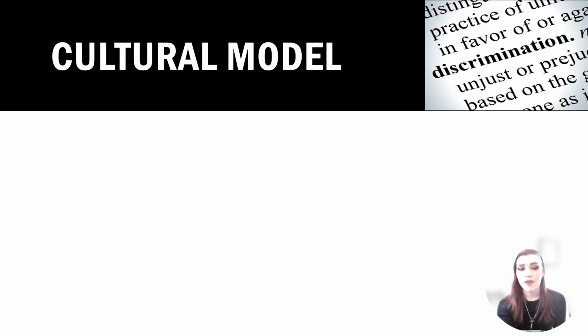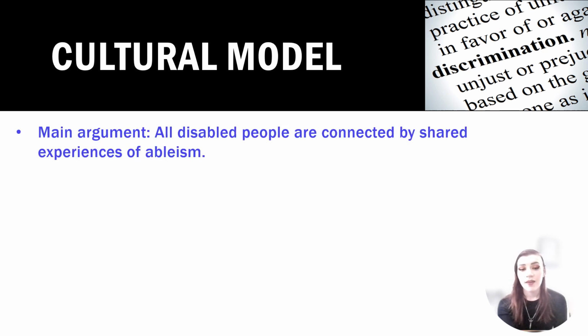So now we come to our third and final model that we'll discuss today, the cultural model of disability. This model says that basically all disabled people are connected by their shared experiences of ableism. So this is a very community-minded, culturally minded perspective here. We talked a little bit about what ableism is, but again, ableism would be that perspective or that practice of discriminating against people with disabilities or the disabled community. Interestingly, this doesn't actually have to only include disabled people. If someone is perceived as disabled, they could also be a victim of ableism.